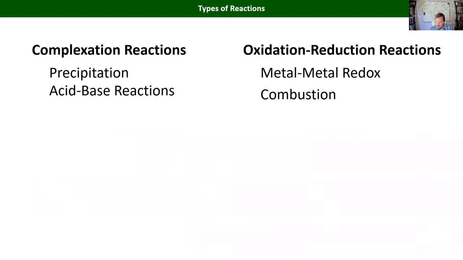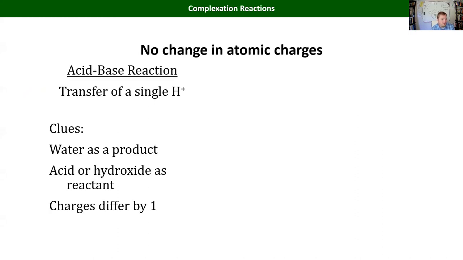Now, precipitation reactions and acid-base reactions. Remember, this was our Lego reactions. Everything is still the same. If you had a polyatomic ion before, you still have the same polyatomic ion. If you had a metal ion before, it's still the same metal ion. They just might be present in a different form. They might have started dissolved in water and now they've turned into a solid, which is the most common way you see this. And acid-base reactions mean that everything is still exactly as it was, except instead of moving an electron around, you moved an H+, a hydrogen atom. You just moved it from one compound to another compound, right? So nothing is changing charge in these Lego reactions, in the complexation reactions.